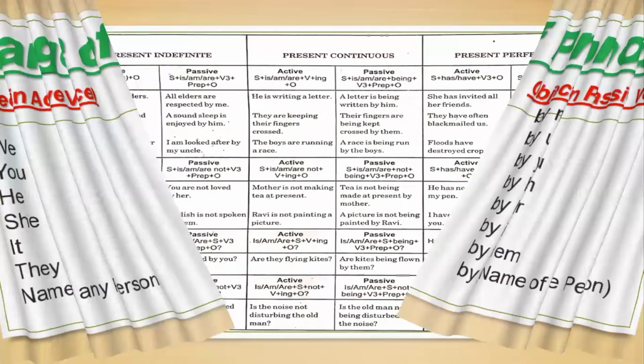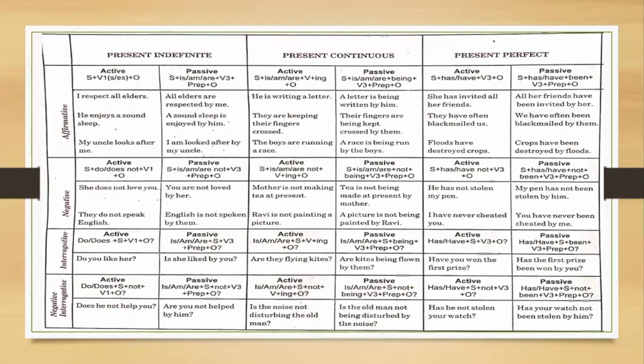Now let's see some examples. Firstly, we will see examples of present tense, present indefinite. In simple present tense, I have told in my previous video that sentences are of 4 types: affirmative, negative, interrogative, and negative interrogative. Okay, so according to that only, we will see examples.